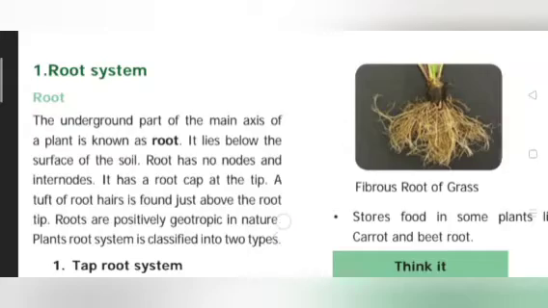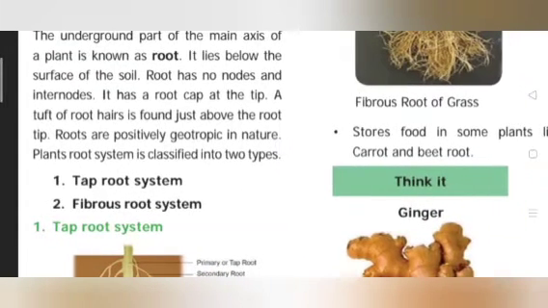Then the plant's root system is classified into two types. What are they? The first one is the taproot system. The second one is the fibrous root system. Let us learn what the taproot system is first of all.